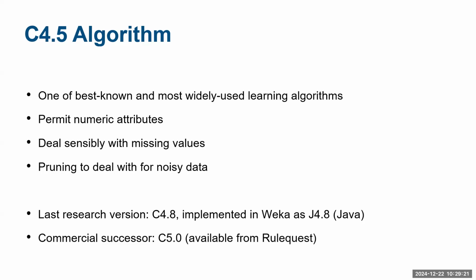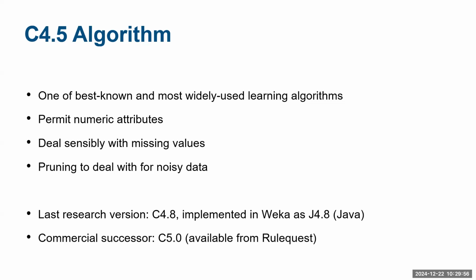So the next algorithm is C4.5. Well, it's a class of algorithms. There are many versions. I think the last listed version is C4.8, and then we have the commercial one, C5.0. So there is still ongoing research for this one. But in our class, we will learn about the most common one, the C4.5.